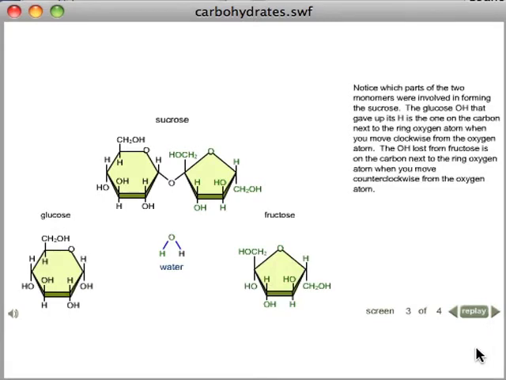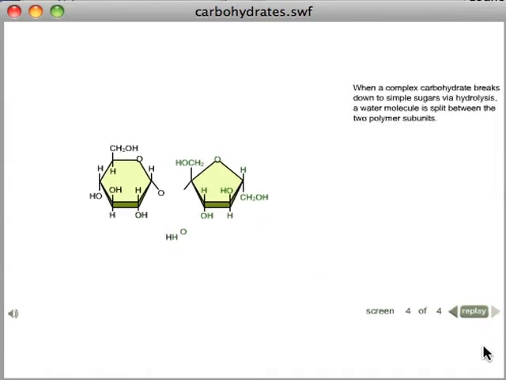Notice which parts of the two monomers were involved in forming the sucrose. The glucose OH that gave up its H is the one on the carbon next to the ring oxygen atom when you move clockwise from the oxygen atom. The OH lost from fructose is on the carbon next to the ring oxygen atom when you move counterclockwise from the oxygen atom.